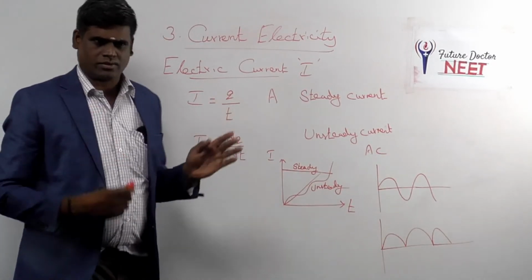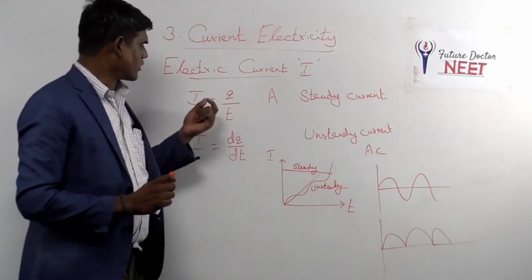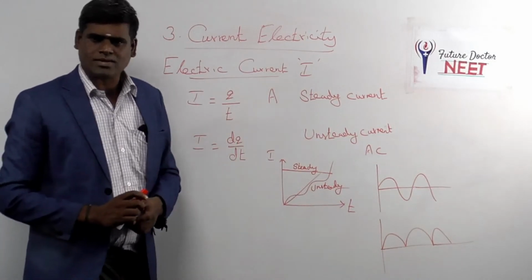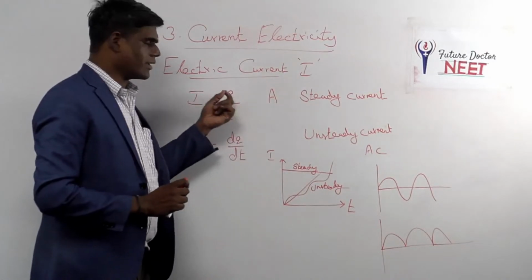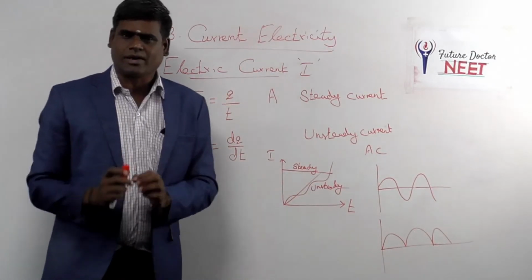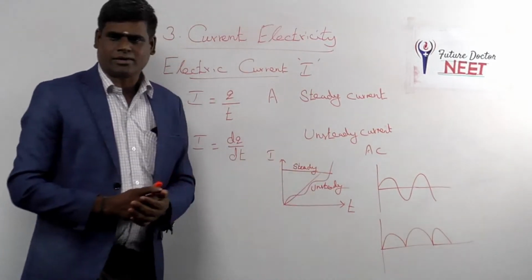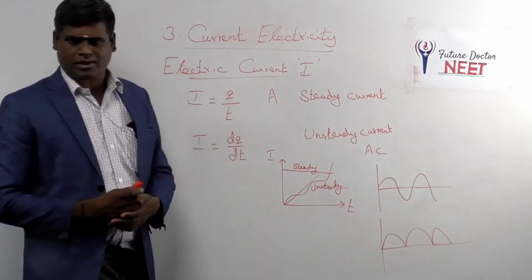You proceed, you write. Current is the rate of flow of charge, or charge flowing per unit time. I equals Q by T, and the SI unit of current is ampere. For steady current, I equals Q by T, that is, current is constant with time. And for unsteady current, whose magnitude changes with respect to time, I equals dQ by dt.